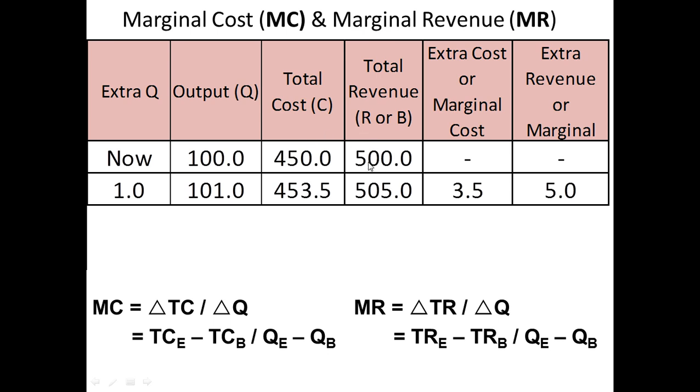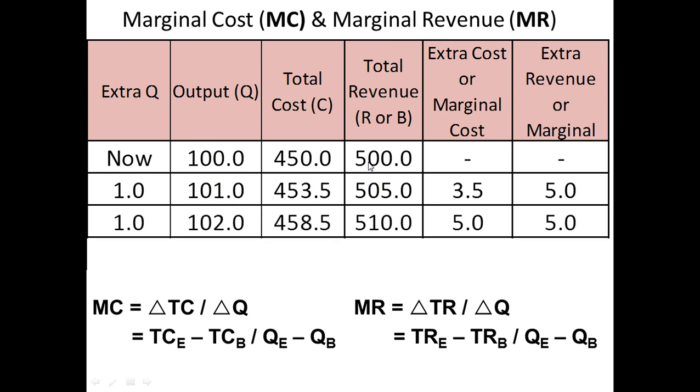Okay, because I am producing and running a business, I don't want my business to stay the same size, so I want to increase from one unit to the next. Suppose I want to increase one more unit, from 101 to 102, 1 unit extra. If I produce one more unit, I need to pay more total cost.